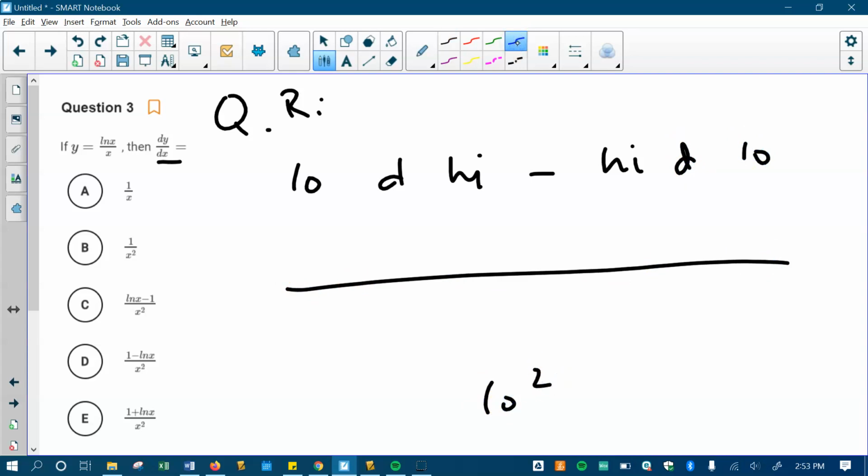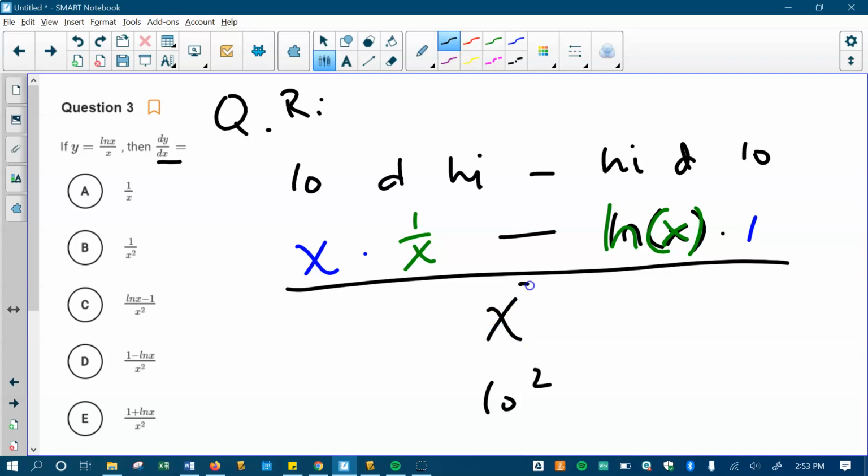Okay, the low function is x times the derivative of the high function. The derivative of the high function is 1 over x. And then we have a minus. The high function is going to be ln of x. I'll do ln of x times the derivative of the low function, which is going to be times 1. I'll put this in green just so it's not so confusing. Now it's really confusing. And then it is divided by low squared, which is going to be x squared.